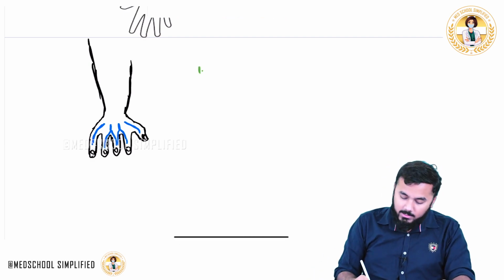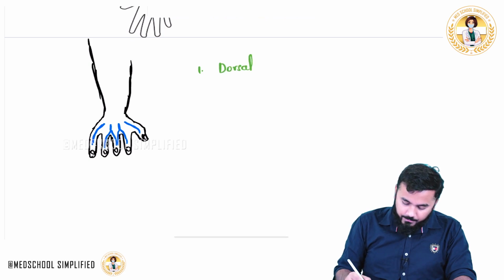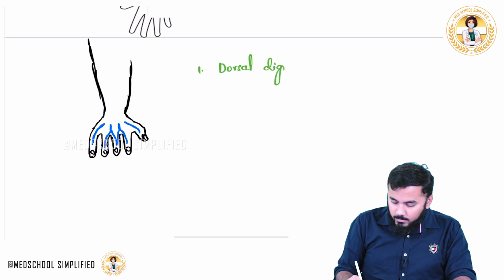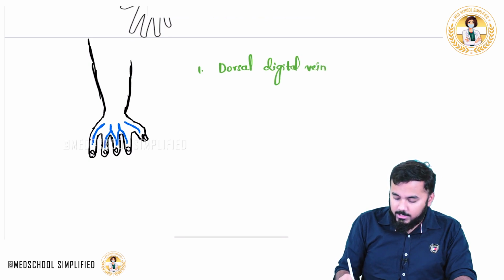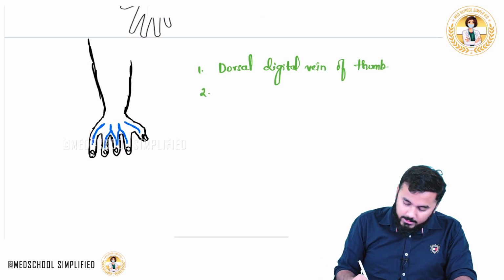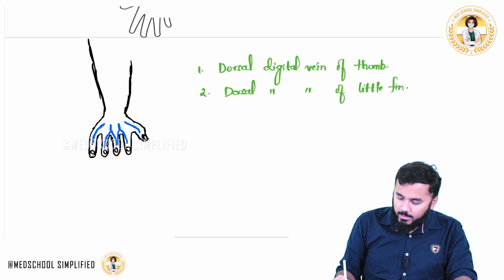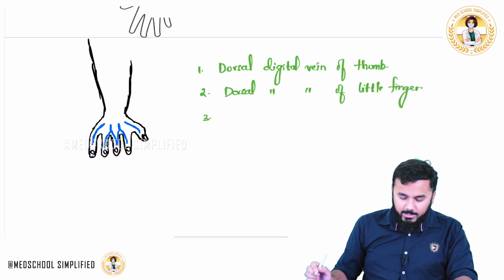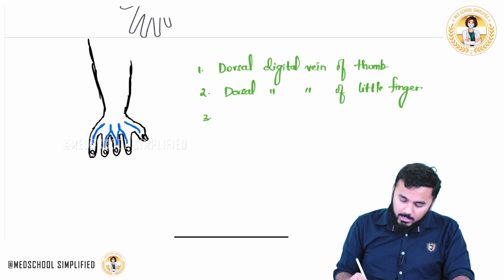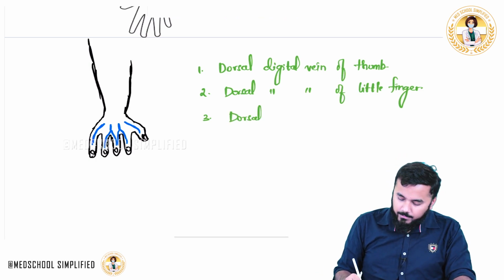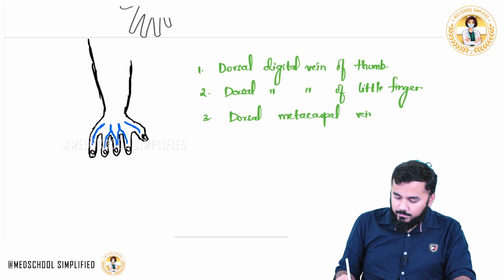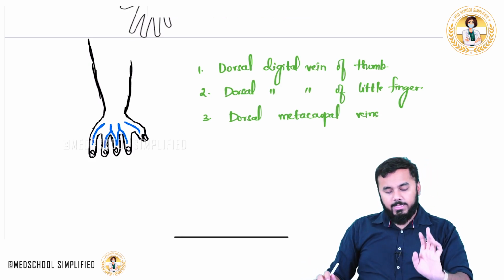The first thing on the thumb is the dorsal digital vein of your thumb. Okay, next important thing is that we have got dorsal digital vein of the little finger. Third important thing is that we have got dorsal metacarpal veins. Okay, there are actually three. I have just drawn two, but there are actually three.